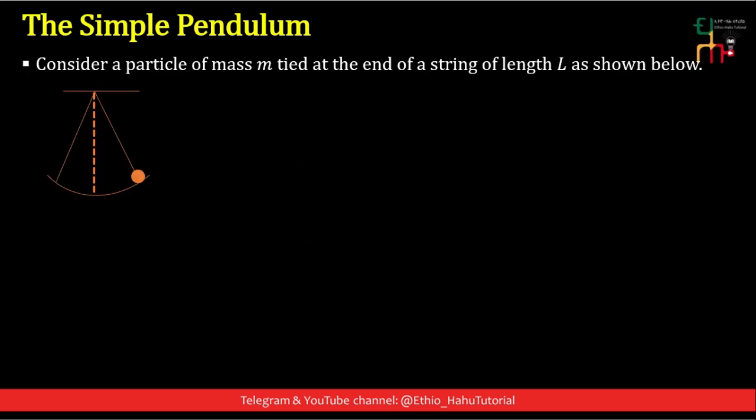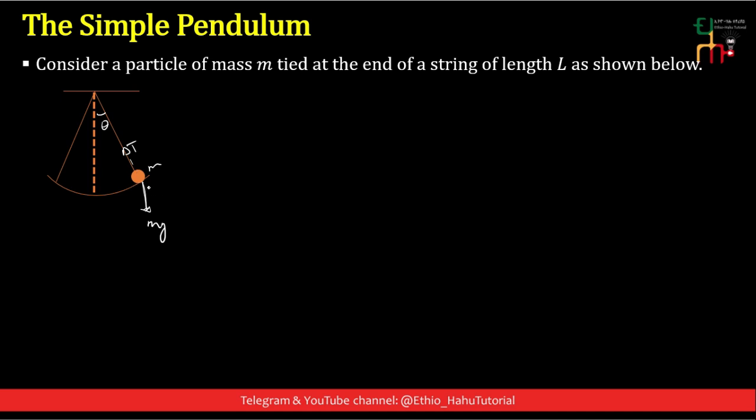Consider a particle of mass m tied at the end of a string of length L as shown below. The string makes an angle theta with the vertical and there are two forces acting on this particle of mass m. One is gravitational force, which acts vertically downward, and the other is tension force, tension in the string.